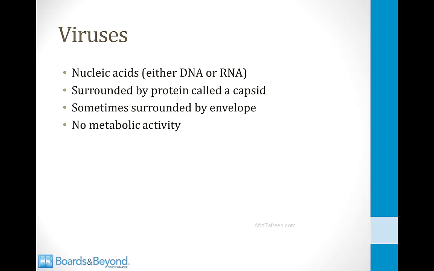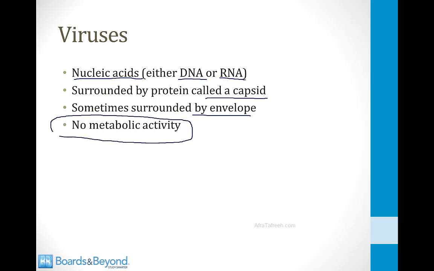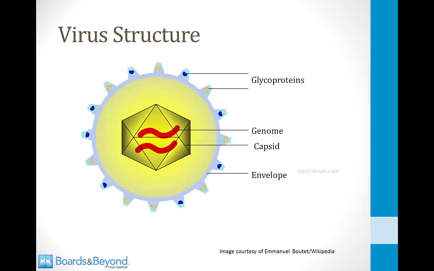Let's start by reviewing some of the basic features of viruses. Viruses contain nucleic acids, either DNA or RNA, and these nucleic acids are surrounded by proteins that make up a structure called the capsid. Now in some viruses the capsid is also surrounded by another structure called the envelope. And then importantly, viruses have no metabolic activity. Their only goal is to transmit their nuclear material into host cells so that that nuclear material can be reproduced into more viruses. So here's a picture of the basic structure of a virus.